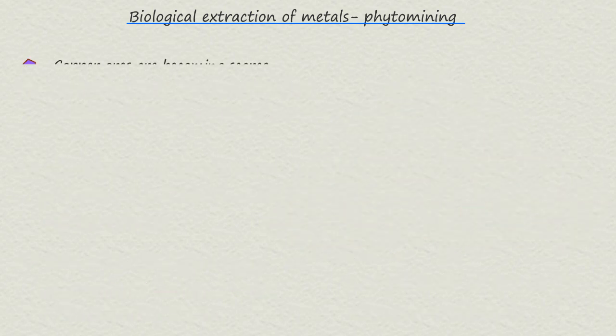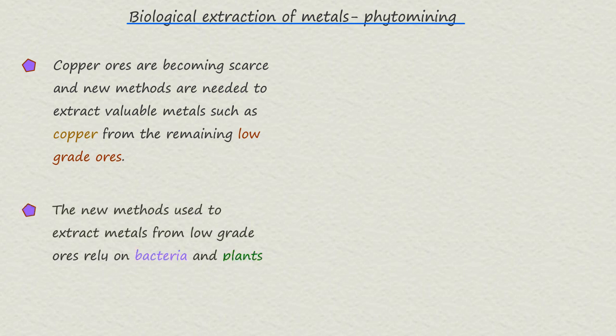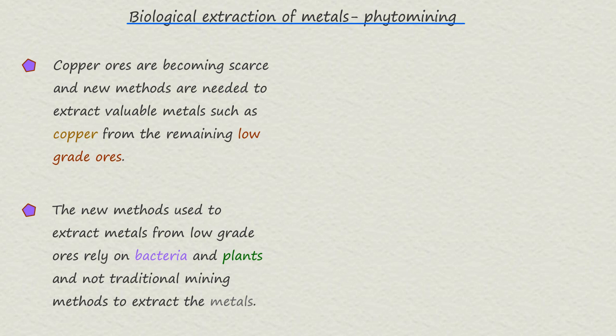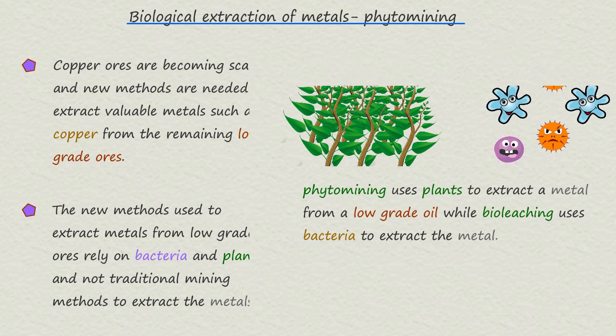Now, copper is a very valuable and expensive metal. Unfortunately, most of the Earth's reserves of high-grade copper ore have been used up, so new methods of extracting copper from low-grade ores have been found which avoid traditional mining methods of digging, moving and disposing of large amounts of rock and material. These new methods of extracting metals rely on bacteria and plants to remove the metal from these low-grade ores, and these new techniques of phytomining and bioleaching are much less environmentally damaging than traditional mining methods.